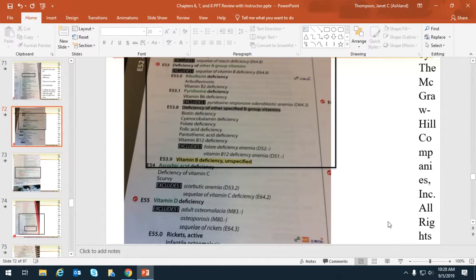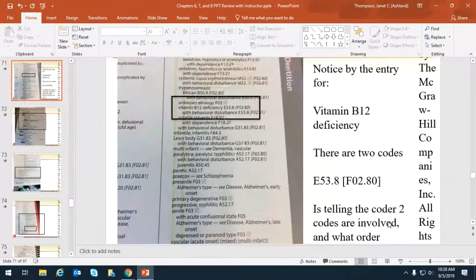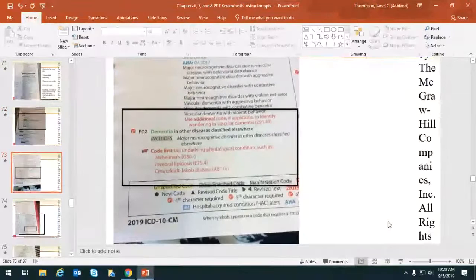E53.8 includes biotin deficiency, cyanocobalamin deficiency, folate deficiency. It excludes folate deficiency anemia and vitamin B12 deficiency anemia. So it is specified for B12. That is going to be our first code, and our index let us know that we would have two codes. So E53.8 is the first one. Now we have our second one, F02.80. Take a moment to turn to F02 in your tabular.